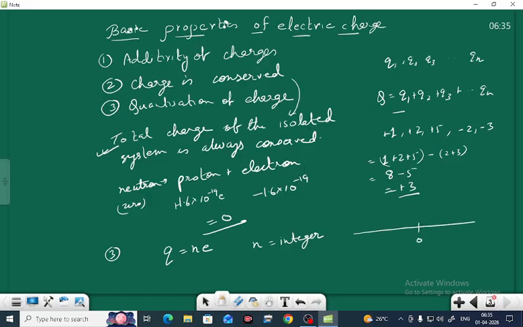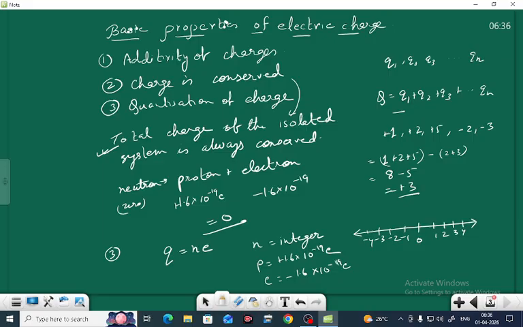We know the integers: if we draw a straight line, this is 0, 1, 2, 3, 4, and on the other side minus 1, minus 2, minus 3, minus 4. So these are the integers. These will be integral multiples of e, where n is any integer, positive or negative. The basic unit of charge is the charge that an electron or proton carries. The charge of a proton is plus 1.6 times 10 to the power minus 19 coulomb, and that of an electron is minus 1.6 times 10 to the power minus 19 coulomb.